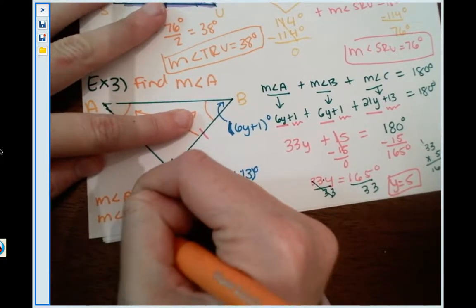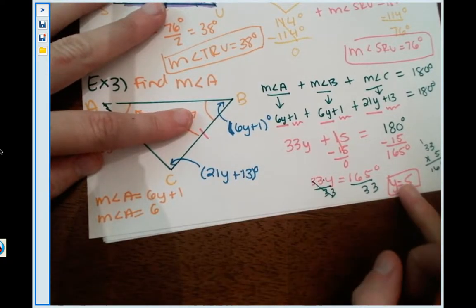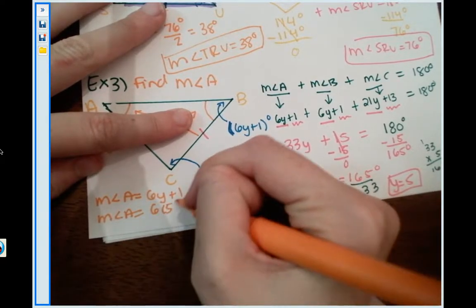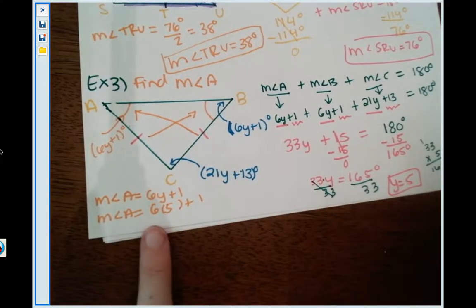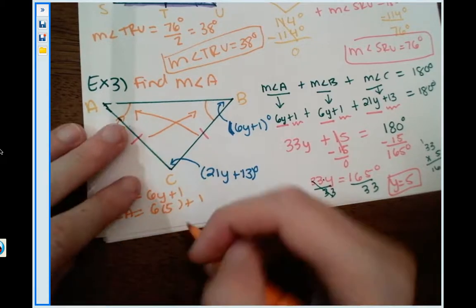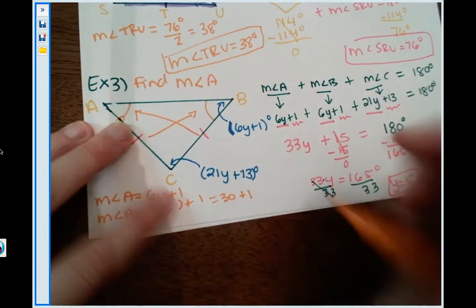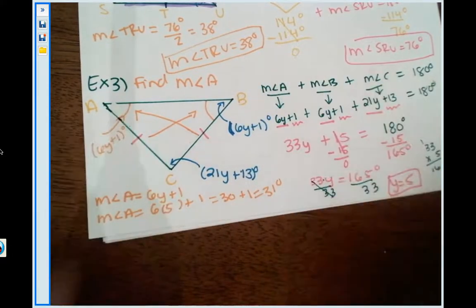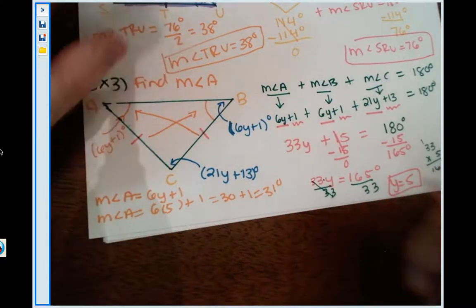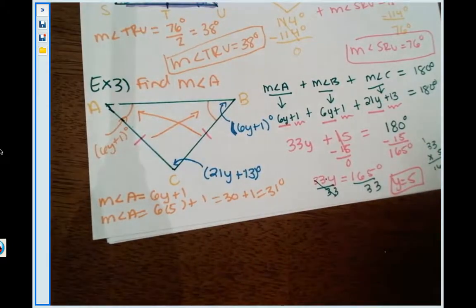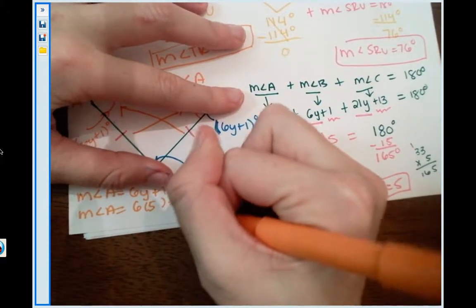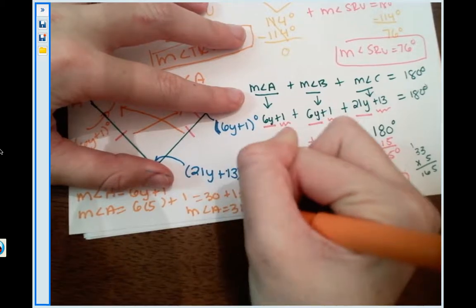The measure of angle A equals 6 times my y, which is a 5, plus 1. And 6 times 5 is 30. And 30 plus 1 gives me 31 degrees. So the measure of angle A is 31 degrees. Wasn't that just so amazing, you guys? The measure of angle A is 31 degrees.